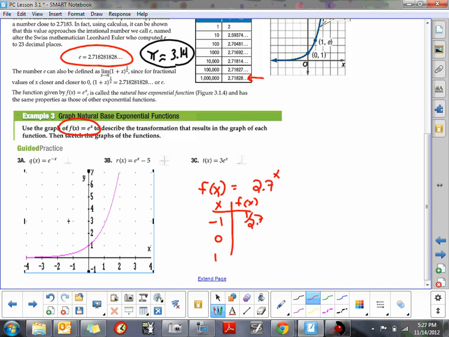Next thing, if we put in a 0, 2.7 to the 0 power is 1, and 2.7 to the first power is 2.7. We can locate these points fairly quickly on the graph. If we put in the ordered pair 1, here's 1, we follow this up. Is it relatively close to 2.7? And most people would agree it would be. And also the ordered pair 0, 1 is on the graph.